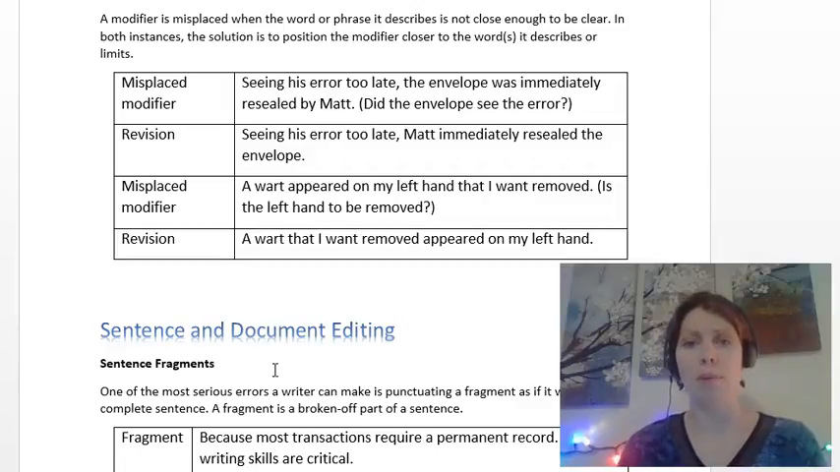Another example, a wart appeared on my left hand that I want removed. What do you want removed? A wart that I want removed appeared on my left hand.